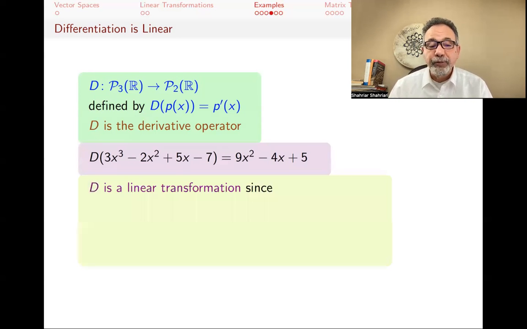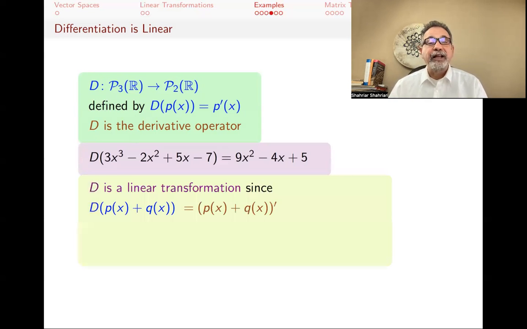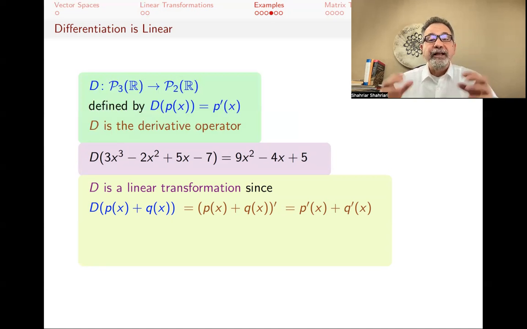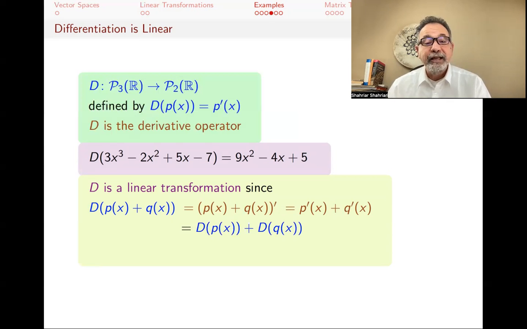Now, this is a linear transformation because if I take d of one polynomial plus another, that means I've got to take the derivative of the sum, p(x) plus q(x). But the derivative of a sum is the derivative of the first one plus the derivative of the second. That's one of the things you have learned in calculus: when you have a sum of things and you need to take the derivative, you take the derivative of this one plus the derivative of that one plus the derivative of that one. That's actually what makes taking derivatives a little bit easier. And p prime of x is d of p(x), and q prime of x is d of q(x). So I just showed that d respects addition.